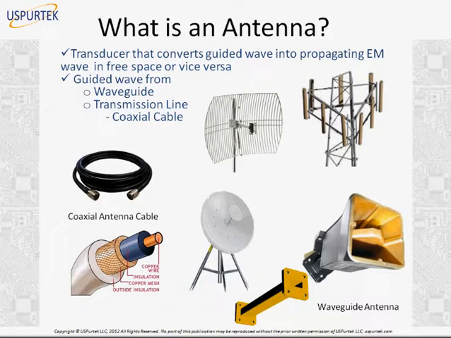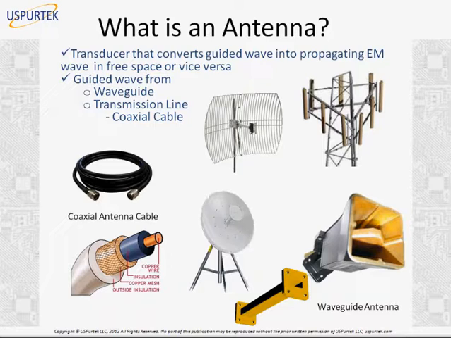Now let's go to a little more advanced definition. When we talk of engineering an antenna system, we look at it also as a transducer that converts a guided electromagnetic wave into a propagating EM wave in free space or vice versa. So a guided wave from a waveguide or a transmission line or a coaxial cable. You see the pictures of those in the slide here. So it converts the guided waves into radiation in free space and vice versa. That means we can use it to do the reverse operation too.